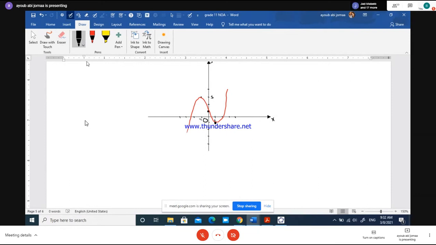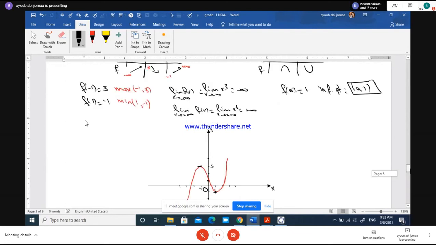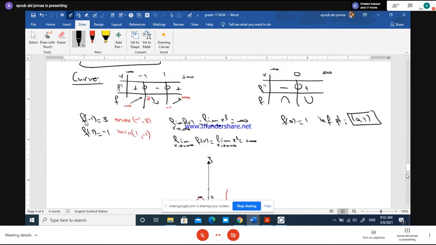Any questions? Teacher, can you go back a bit to see why you took it like this? According to this table of variations, increasing from negative infinity to the maximum, and then decreases to the minimum and then increases to infinity.